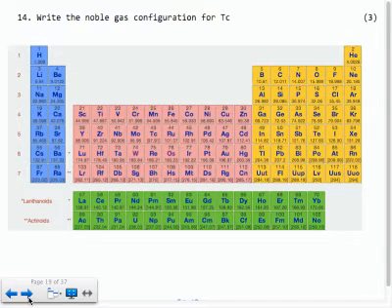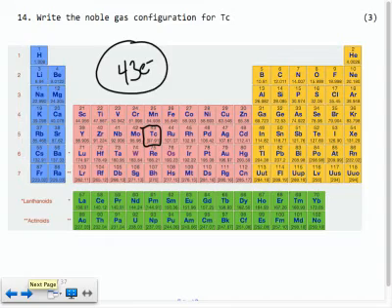Now we're going to be working on the noble gas configuration for Tc, which is technetium. To find technetium, you have to look for the symbol Tc on this periodic table. The periodic table you'll have will have the names on them as well, so you don't need to rely on just the symbols. So it's element number 43. We need to know that, 43 electrons, but we also need to know which noble gas to use in the configuration.